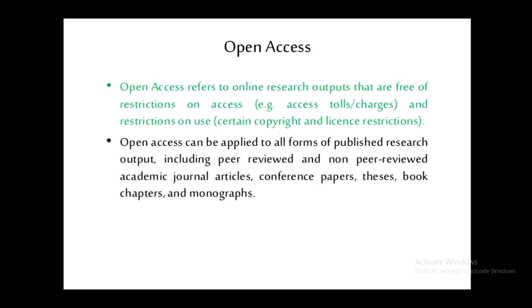So open access can be applied to all forms of published research output, including peer-reviewed and non-peer-reviewed academic journal articles, conference papers, thesis, book chapters, and monographs. Open access applies to all these things. And for open access you have to remember two things. One is that it is free of cost, and the other is that it is free of any restrictions like copyright and license restrictions. Two things.